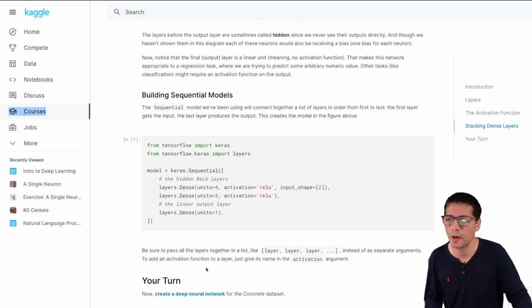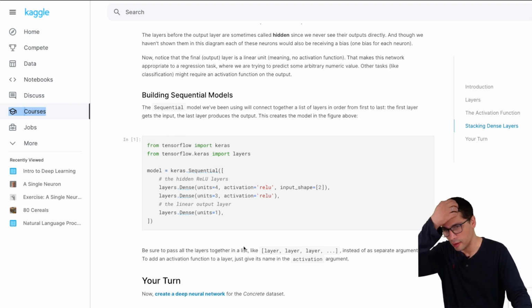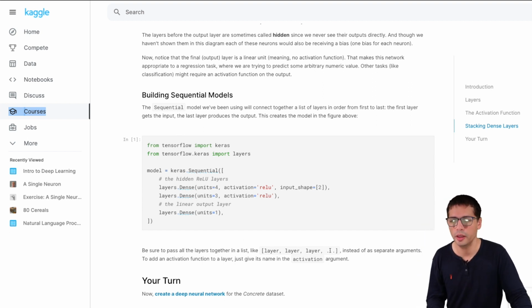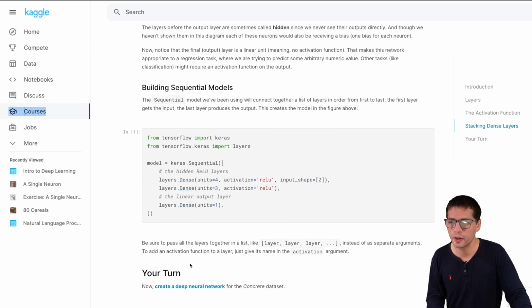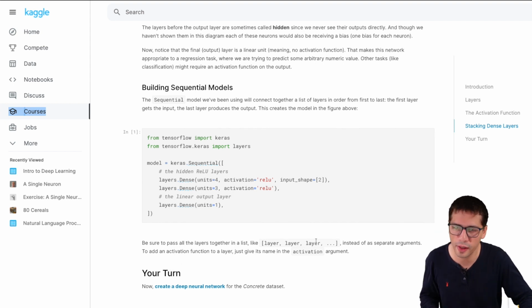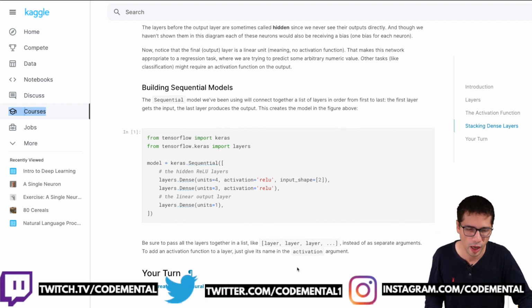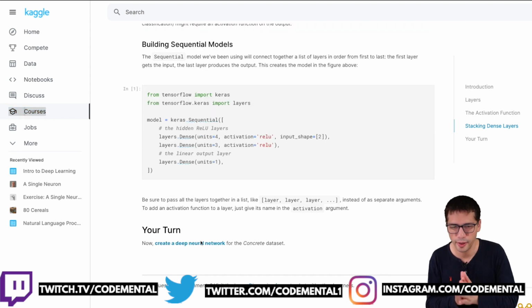Be sure to pass all the layers together in a list, like [layer, layer, layer], and so on, instead of as separate arguments. I'll try to remember that. I hope I don't forget. To add an activation function to a layer, just give its name in the activation argument. Time to get our hands dirty.